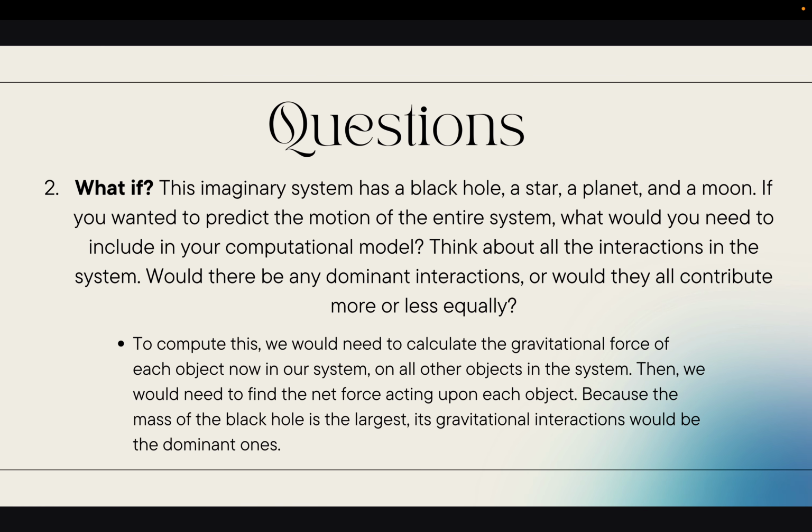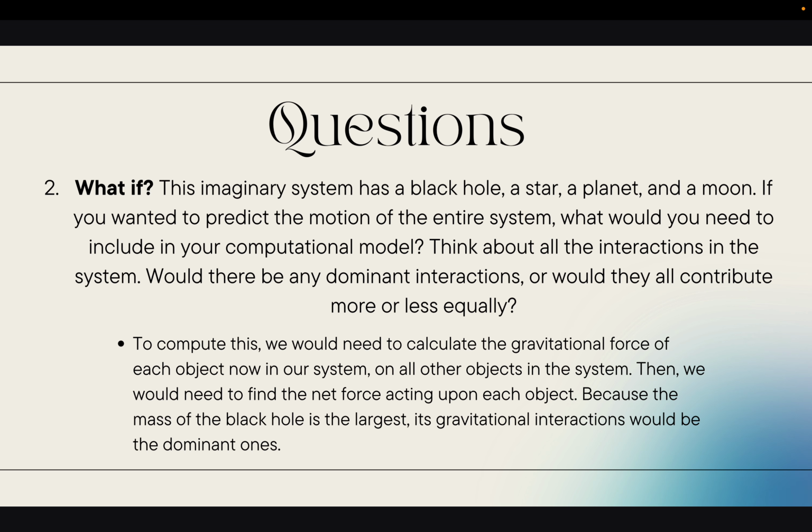A second question. What if this imaginary system has a black hole, a star, a planet, and a moon? If you wanted to predict the motion of the entire system, what would you need to include in your computational model? Think about all the interactions in the system. Would there be any dominant interactions, or would they all contribute more or less equally?